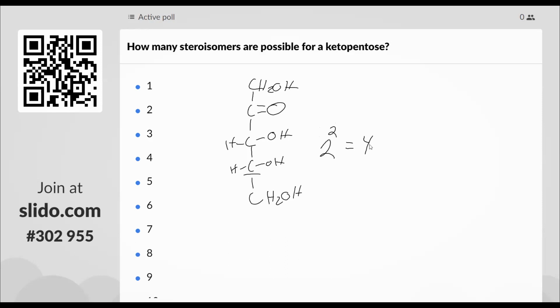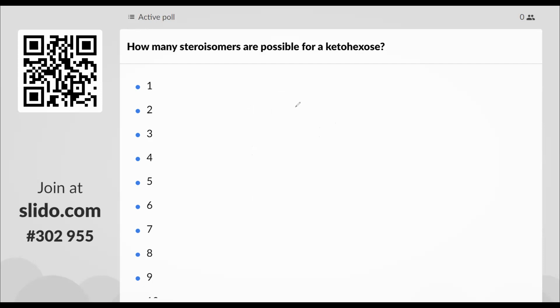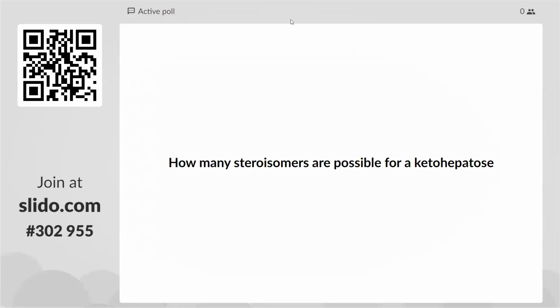We do the same thing for ketohexose. So figure that out, come back, and let's take a look at this. So there's our hexose. Three chiral centers, 2 to the power of 3 is 8. And then our ketoheptose.